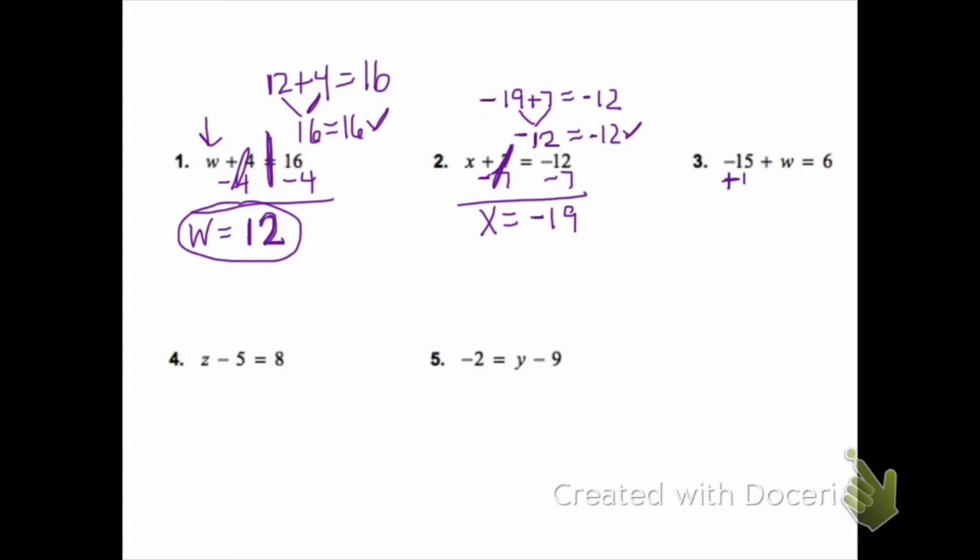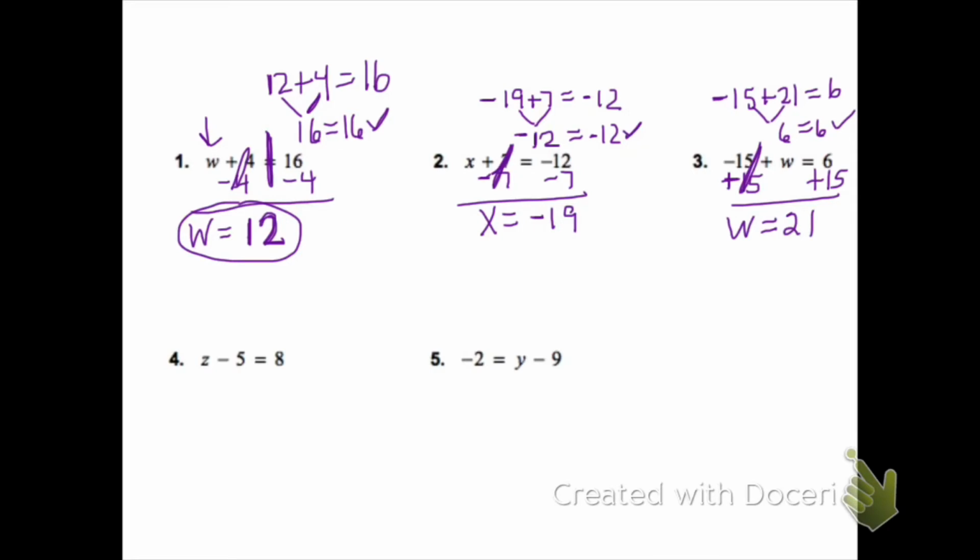So if we're at negative 15, we have positive 15. So negative 15 plus 15 is 0. We know that we've done that correct, so we have to add 15 to both sides. So we get W, and 6 and 15 are 21. So check our work. Negative 15 plus 21 must equal 6. It does in fact equal 6. We're good to go. Okay?